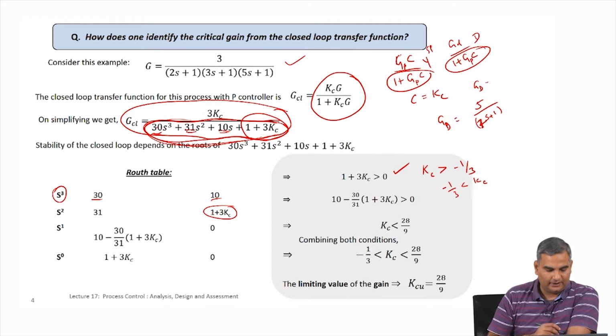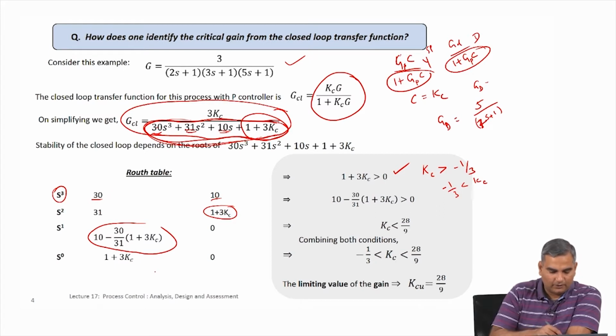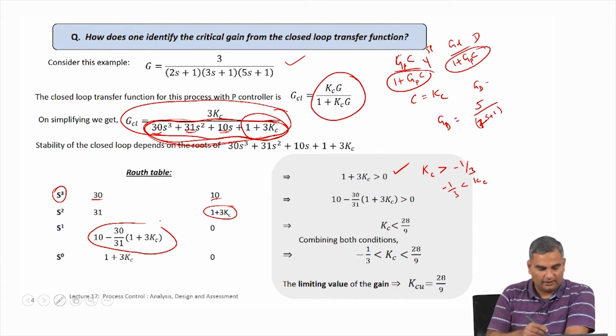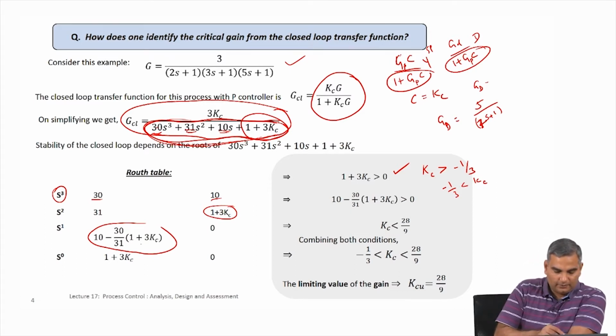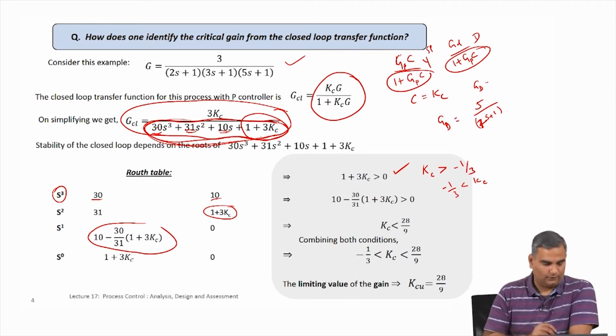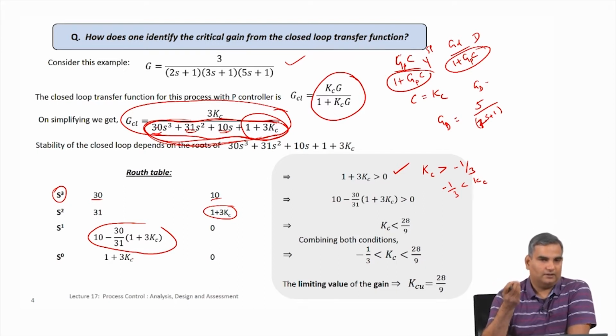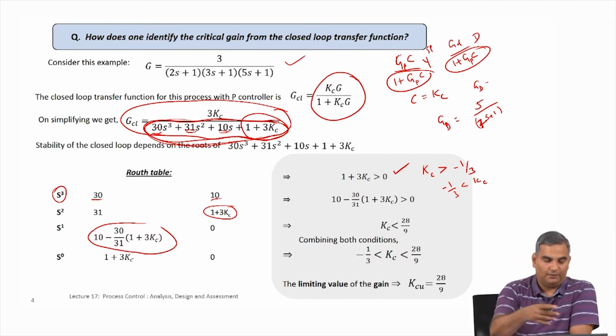You will find the next element is 10 times 31 minus 30 times (1 plus 3 Kc), divided by 31. The 31s cancel, leaving 10 minus 30 by 31 times (1 plus 3 Kc). The next entry is this times this minus 31 times 0, divided by this number, which gives just 1 plus 3 Kc. Look how beautifully everything works out to find the value of Kc at which the system could become unstable without ever computing roots at any point. We never computed even a single root till now.